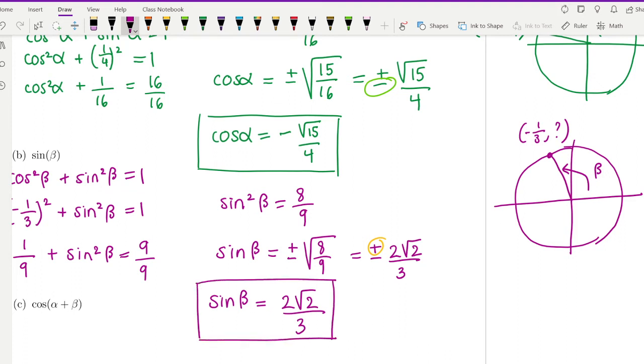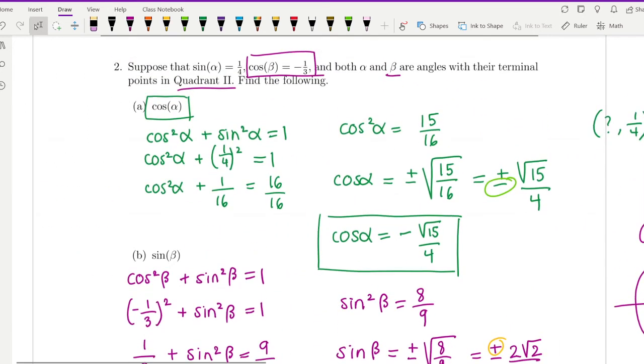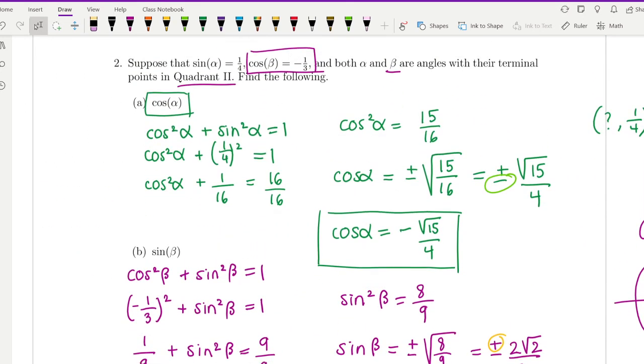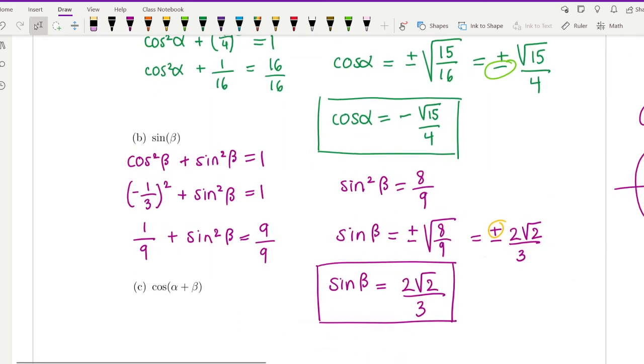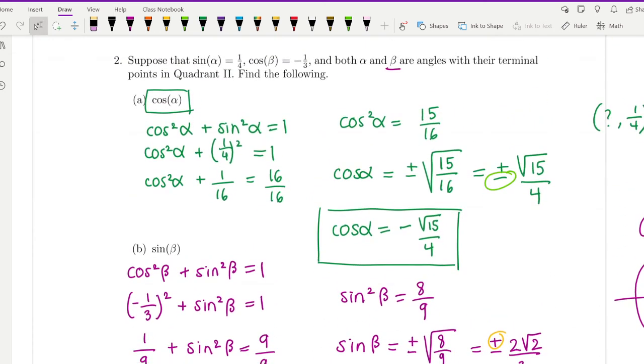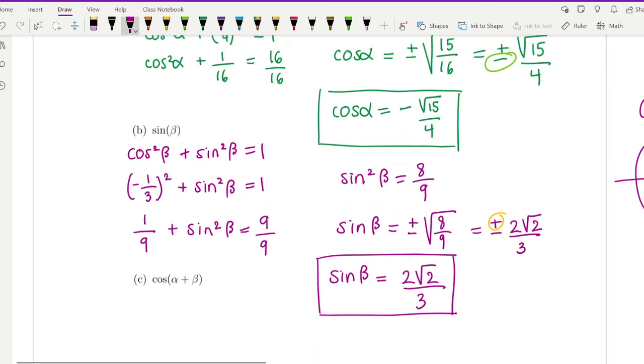Okay, so now that we know these two, we have everything we need to answer the next two. Looking through what is given and what we have, we now know sine of alpha, cosine of alpha, and we also know cosine of beta and sine of beta. We have all of those things. It might be helpful to circle all of them. I'll circle the ones related to alpha in green. So here is sine of alpha. We also have cosine of alpha down here. And then we know that cosine of beta is equal to negative 1/3. And we also just found sine of beta.